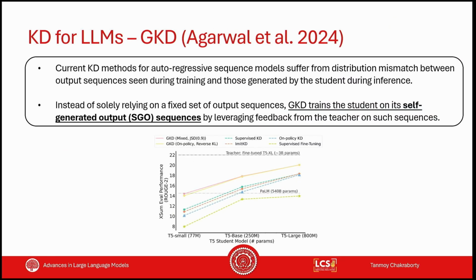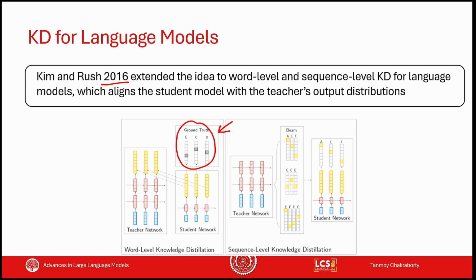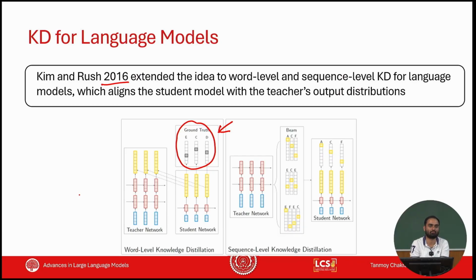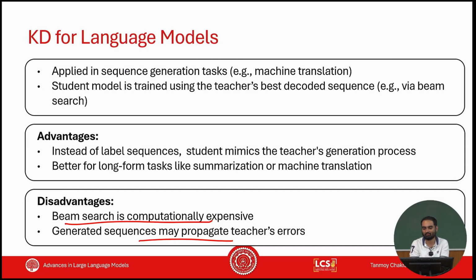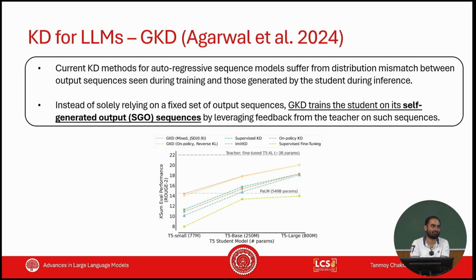Now, in the follow-up paper in 2024, the GKD paper, in this paper they argued that we should not use ground truth. We should use the sequence generated by the teacher model. But in the GKD paper, they said we should not use the sequence generated by the teacher model. We should use the sequence generated by the student model, right? And what is the logic behind this?